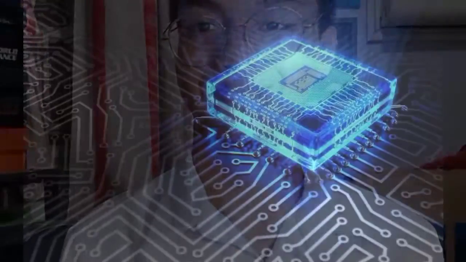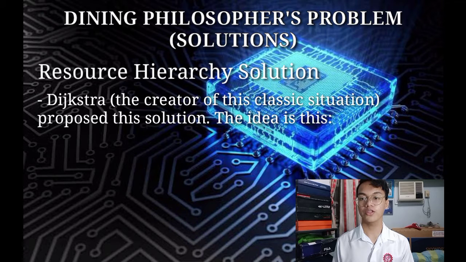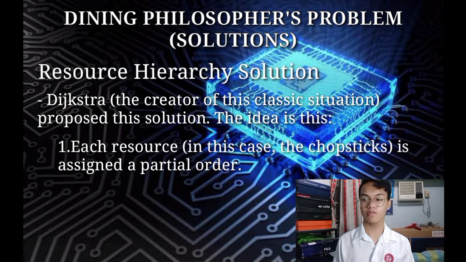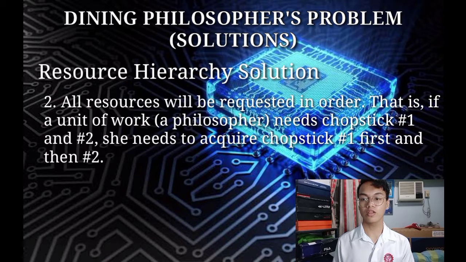Next, we are going to the solutions for the problems that occur in the dining philosopher's problem. The first solution is the resource hierarchy solution. Dijkstra, the creator of this classic situation, proposed this solution. The idea is this. First, each resource, in this case the chopsticks, is assigned a partial order. Next, all resources will be requested in order. That is, if a unit of work, a philosopher, needs chopstick number 1 and number 2, she needs to acquire chopstick number 1 first, and then chopstick number 2.